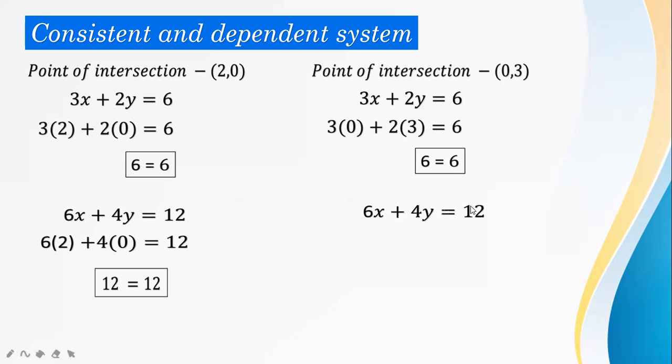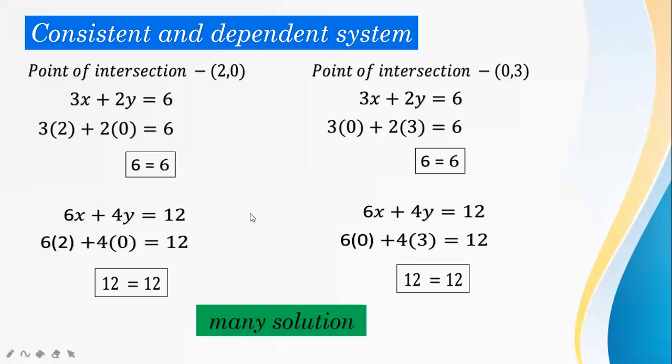And then 6x plus 4y equals 12. And therefore, 6 times 0 is 0. Then 4 times 3, we have 12 equals 12. So therefore, the statement is true. And this will be also the solution of this equation. So therefore, we have many solutions. So yung kanina, one solution lang tayo. But this one, dependent system, we have many solutions.